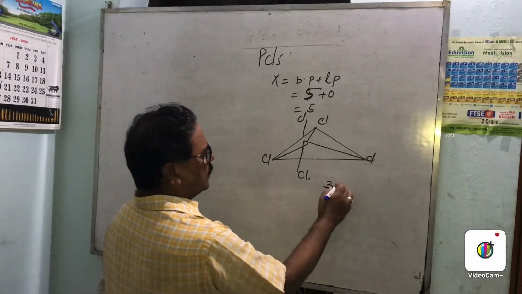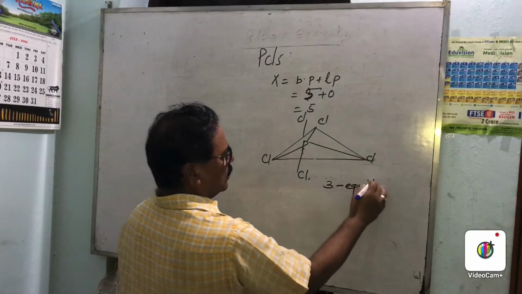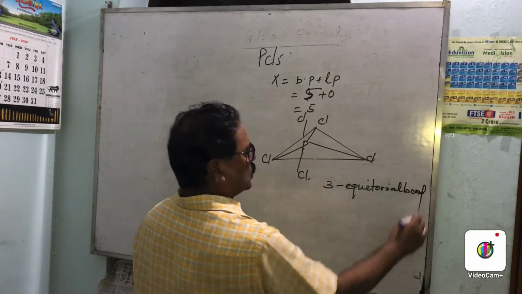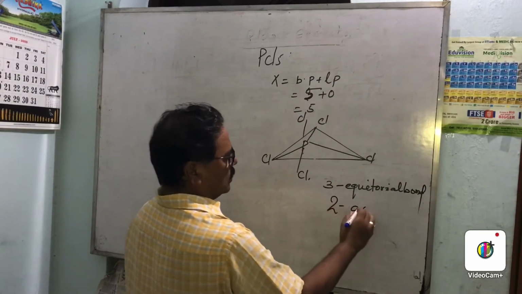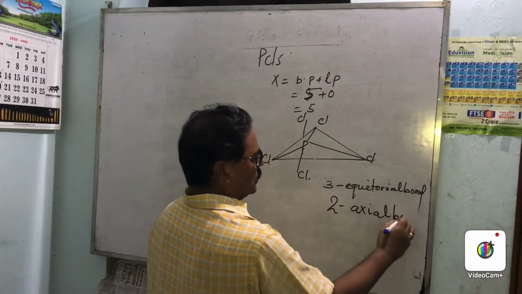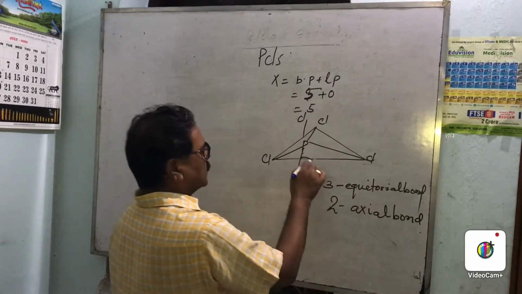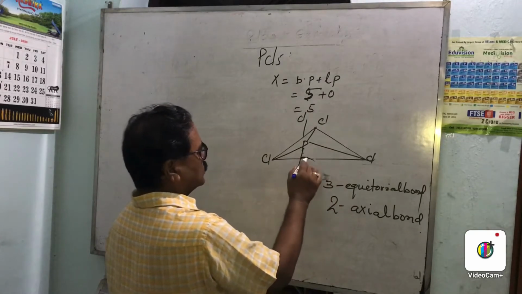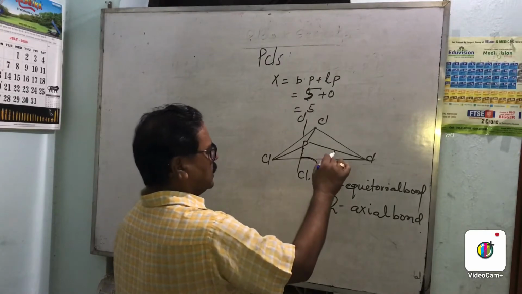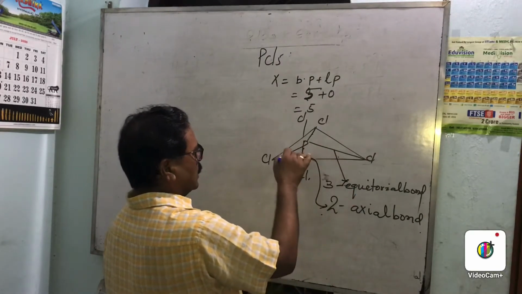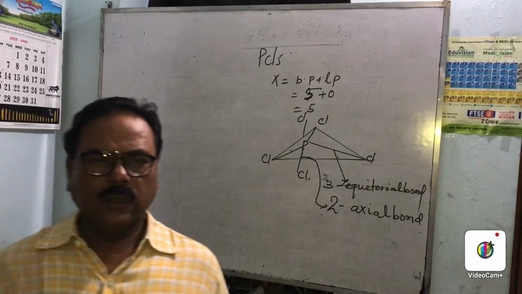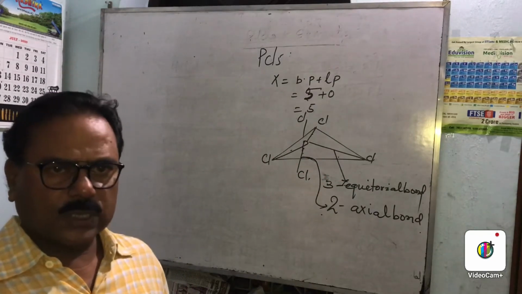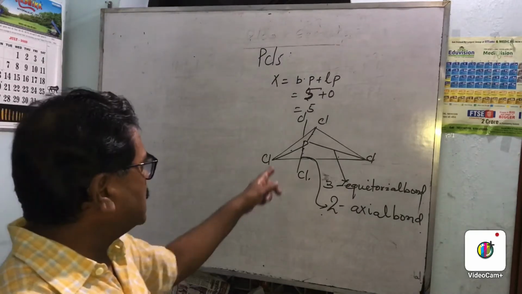So there are 3 equatorial bonds and there are 2 axial bonds. These are called the axial bonds, this one is called the axial bond, and these 3 are called the equatorial bonds. So there are some questions based on this PCl5.